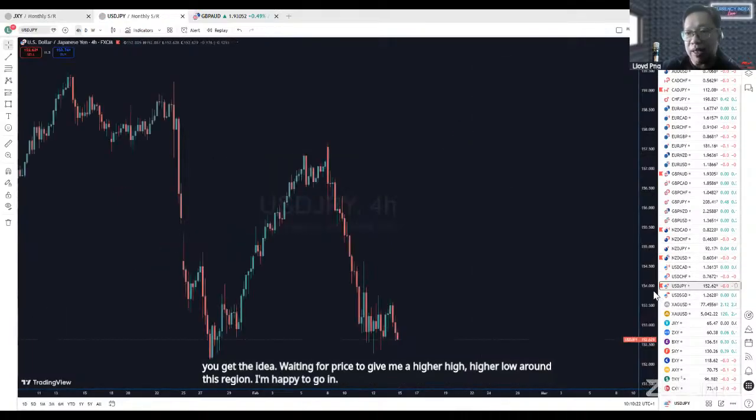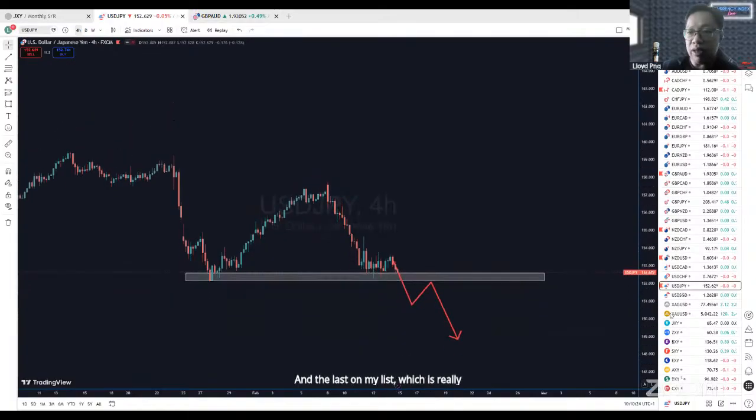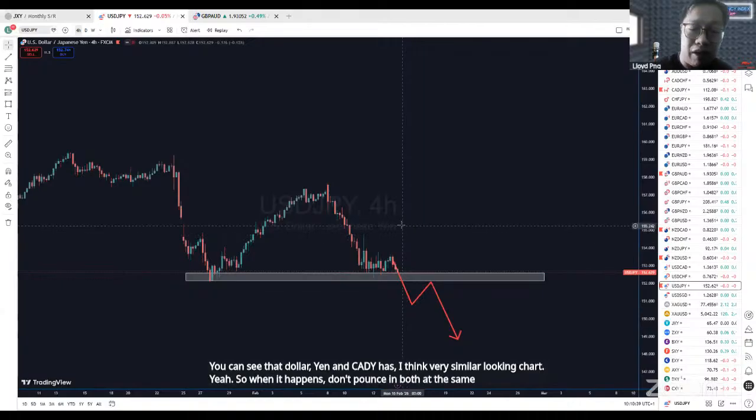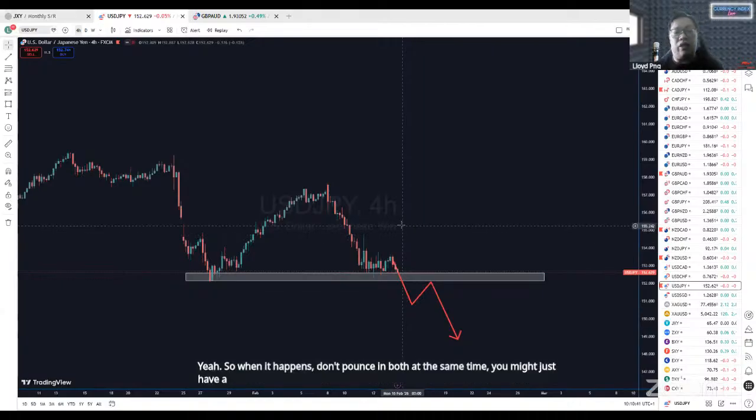And the last on my list, which is really pairing the weakest against the strongest, you can see that dollar yen and cat yen has I think very similar looking chart. Yeah. So when it happens, don't pounce in both at the same time. You might just have a double restrict. Yeah. Choose one which you think is set up the most nicely.